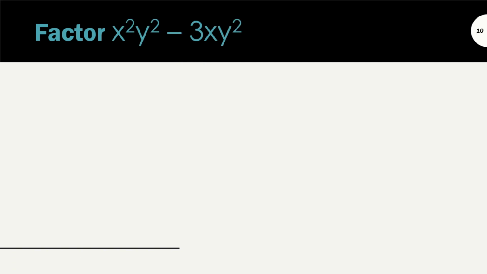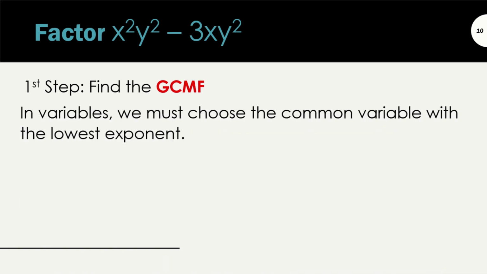For our second example, we will factor x squared y squared minus 3x y squared. So, for our first step, we will find the GCMF. So, in variables or in letters, kagaya nung sa given natin, we must choose the common variable with the lowest exponent. Okay, so when we say variables, it means letters. Let's have the first term, x squared y squared. Then we have the second term, 3xy squared.